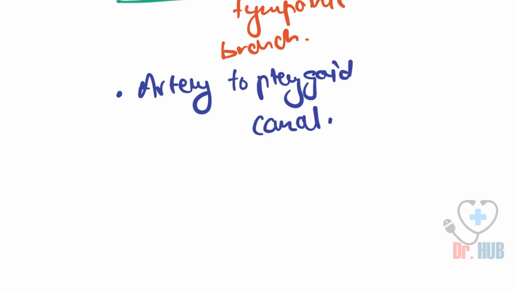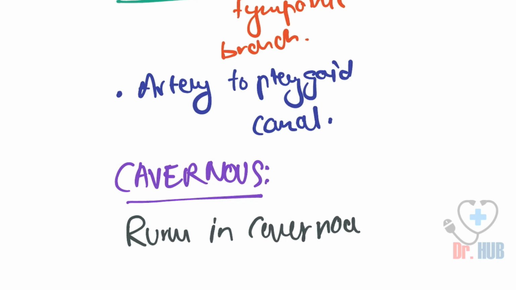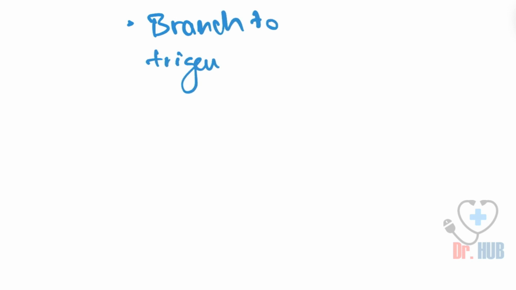Next we are going to look at the cavernous part. The course is that it runs in the cavernous sinus. What are the branches of this? The branches include the branch to the trigeminal ganglion.